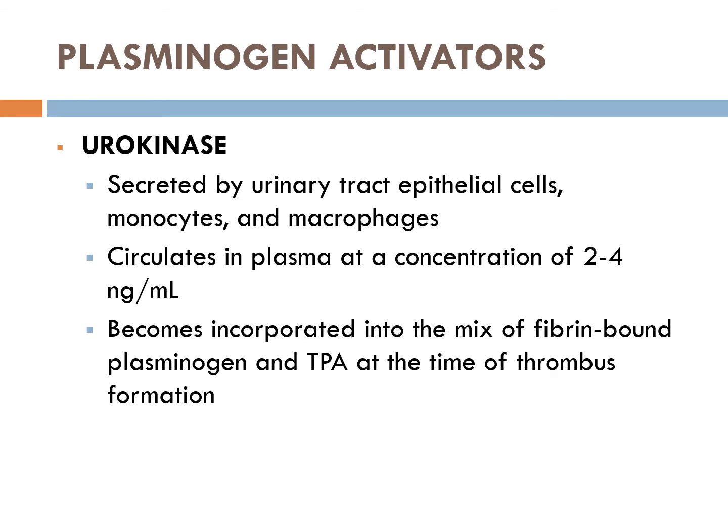Another plasminogen activator is urokinase, and this is secreted by urinary tract epithelial cells, monocytes, and even macrophages. They circulate in the plasma at a concentration of 2 to 4 ng per dl, and they become incorporated into the mix of fibrin-bound plasminogen and TPA at the time of thrombus formation.